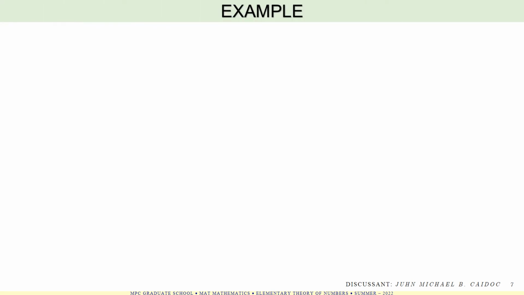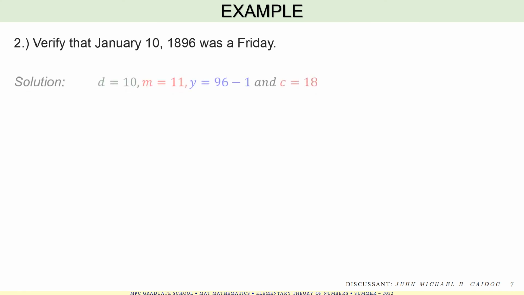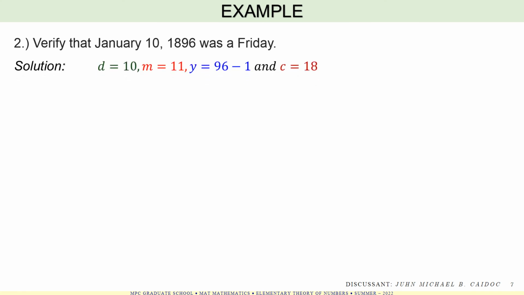Now, let's have another example. Verify that January 10, 1896 was a Friday. By identifying the given values, we get D is equal to 10 for the day, M is equal to 11 for the month, and as you can see, our month is January, so our Y will become 96 minus 1. And C is equal to 18 for the first two digits of the year.